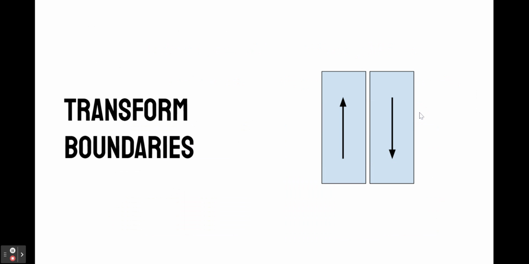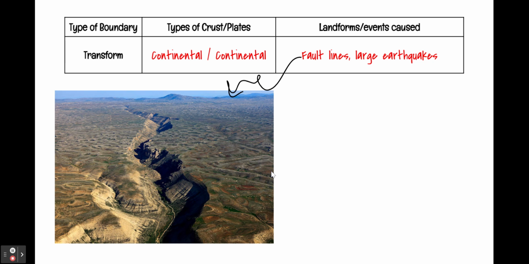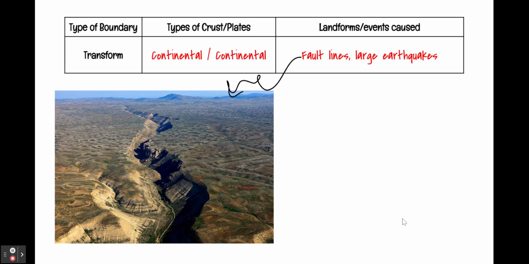The last kind of boundary that we're going to look at is a transform boundary. Transform boundaries are fun. They only occur on land, continental and continental plates, or that's at least the only place that we can really see them. So when two continental plates transform, they are sliding past each other. Notice how this plate is moving this way, this plate is moving this way. They're slipping and sliding past each other.